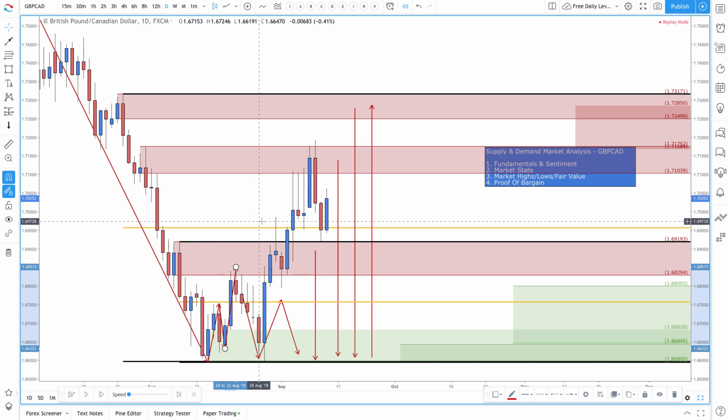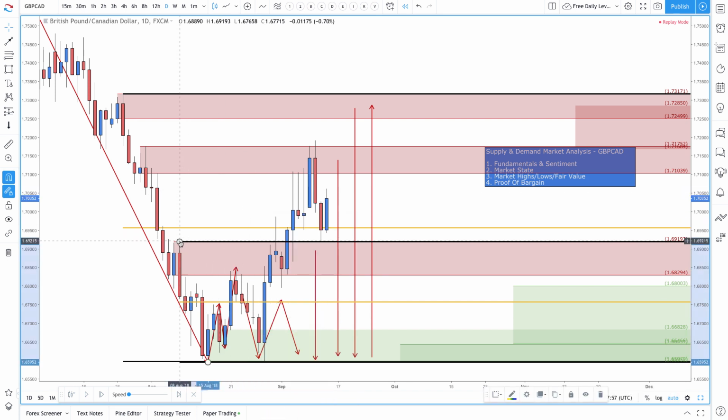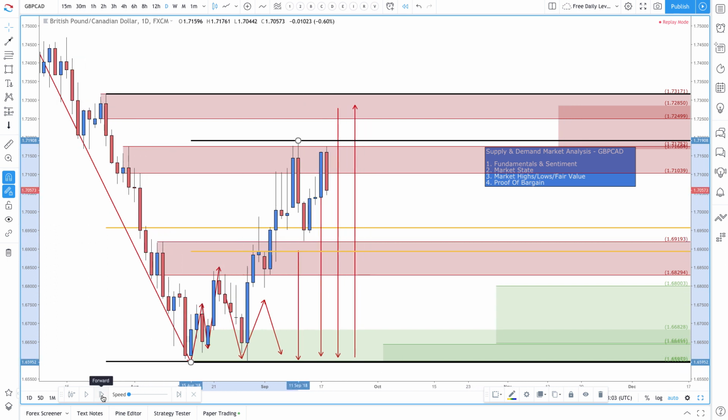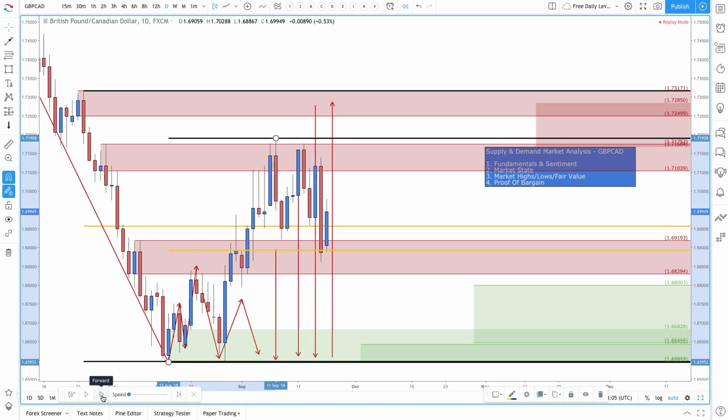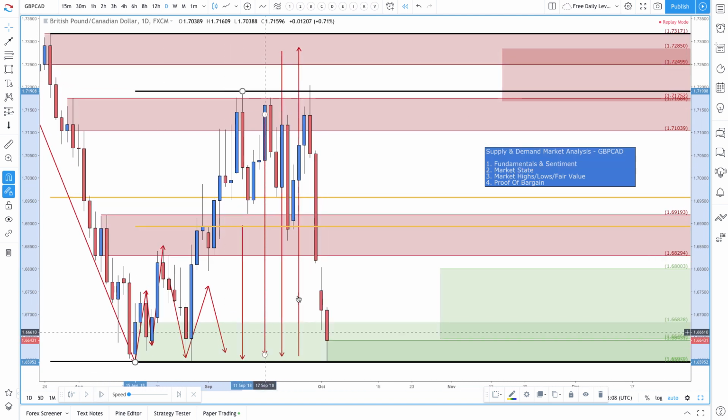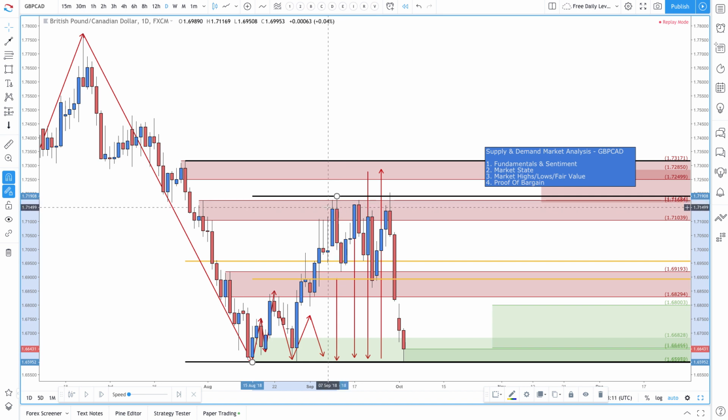So now we're looking at potential ranges between this low and this high, right? And as you can see, prices now are ranging between that high and that low.